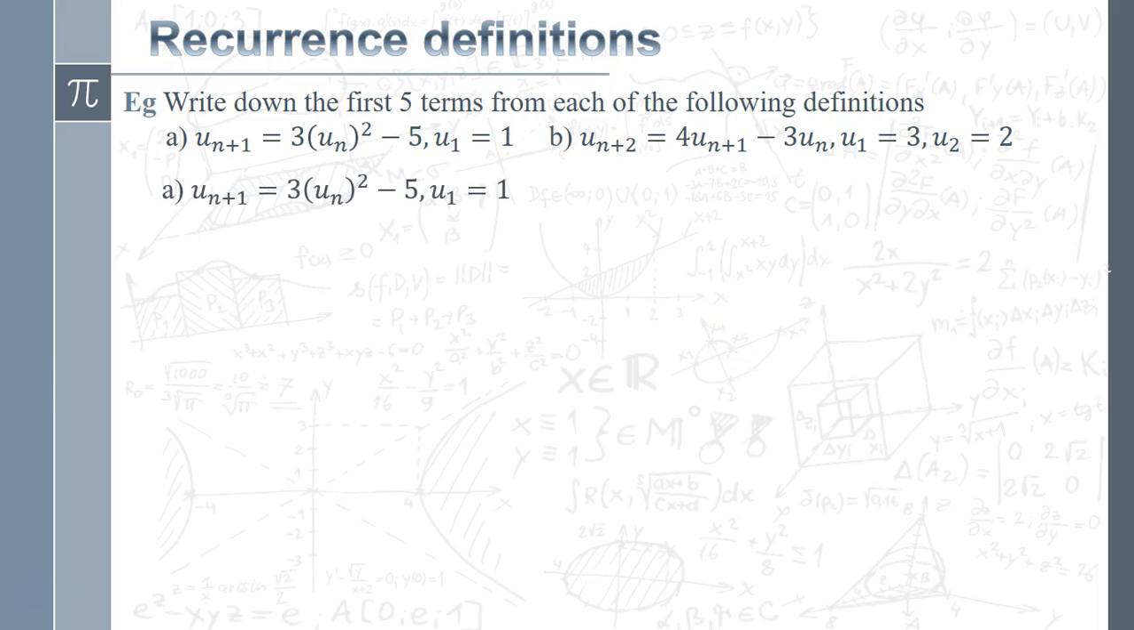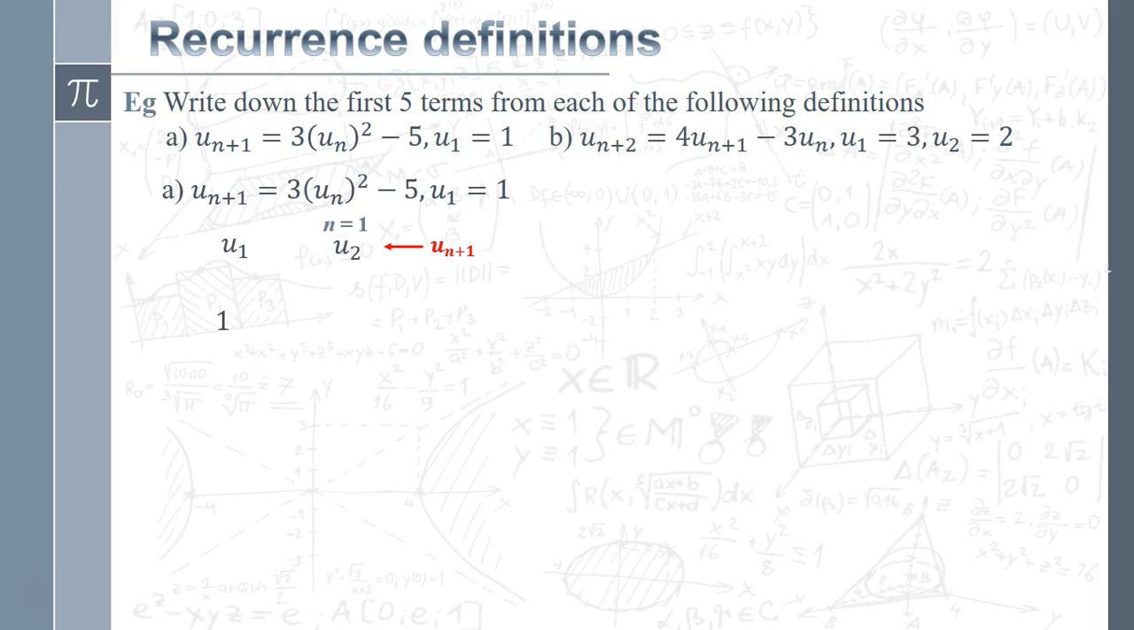So let's start off with the first one. We're told that the next term, u(n+1), is 3 times the current term squared and then take off 5. And we're told this sequence is going to start with the first term being 1. So, first 5 terms, u1 is 1. Now, when n is worth 1, u(n+1) is therefore u2.